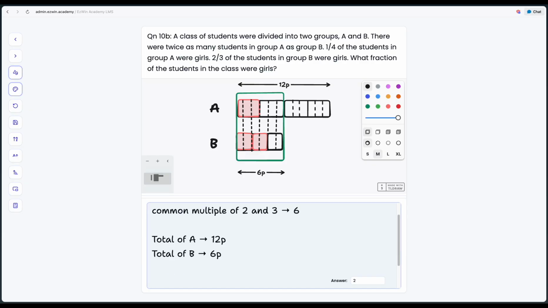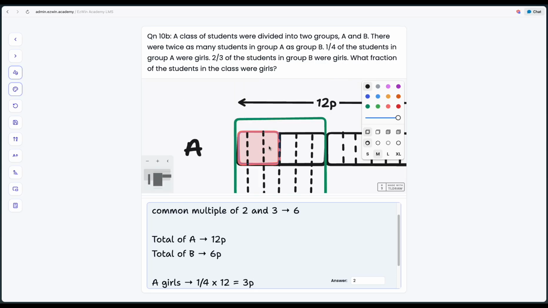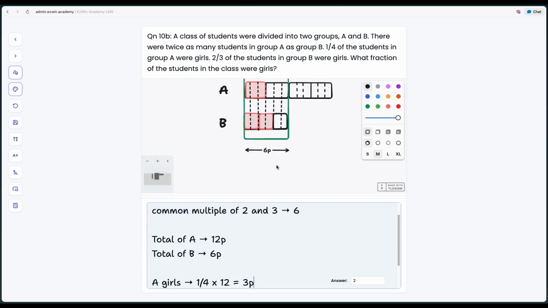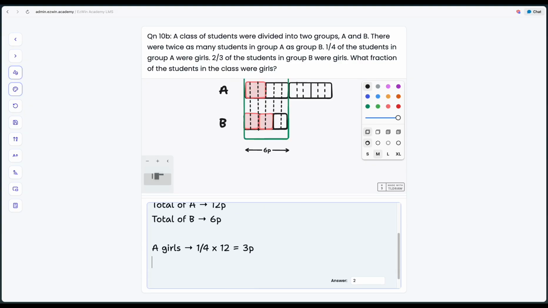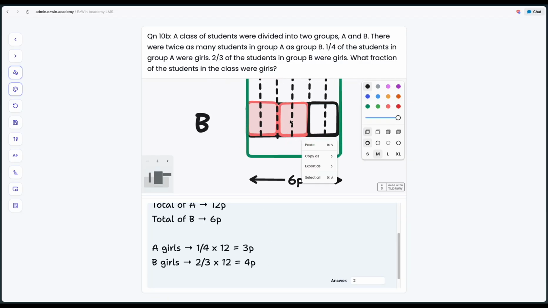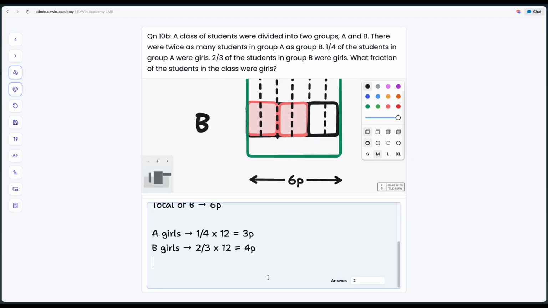So that means A girls is equal to, you can put 1/4 times 12. This will give us 3 parts, which is exactly what we see here, right? 3 parts in pink. Then what about B? Okay, so if you were to write the fraction, B girls is equal to 2 out of 3 times 12, which is equal to 4 parts. That's what you see over here. If you zoom it in, we have 4 pink parts. So that means total girls is equal to 3 plus 4, which is equal to 7 parts.